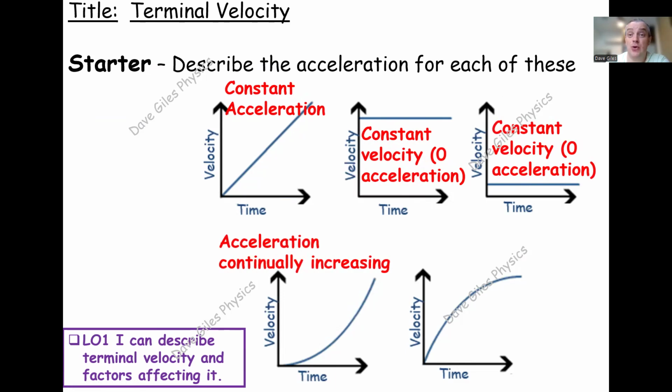Now here, you can see the gradient is constantly getting steeper and steeper, which means it's accelerating, and the acceleration is continually increasing. And lastly, this one here is accelerating, but the acceleration is continually decreasing. Now, a lot of people say this is decelerating, but it's not. The velocity is constantly getting bigger. Maybe it's levelled off right at the end, but it's continually getting bigger.